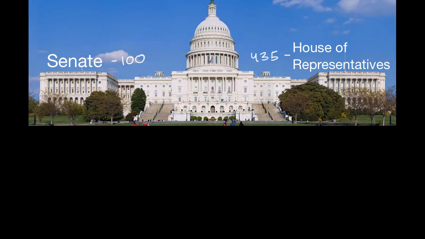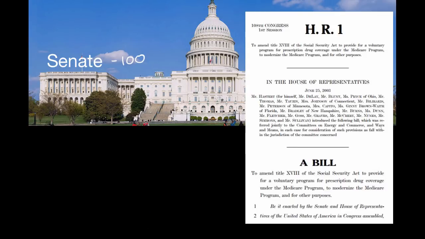So right over here is the cover of a House bill. And notice some interesting things. The House bills start with H.R., House of Representatives 1. And so this is the first bill being introduced in this first session of the 108th Congress. And it says, and it's a little hard to read, especially if you're looking at this on a mobile phone, but it says to amend Title 18 of the Social Security Act to provide for a voluntary program for prescription drug coverage under the Medicare program, to modernize the Medicare program, and for other purposes. So that's just a very quick summary.